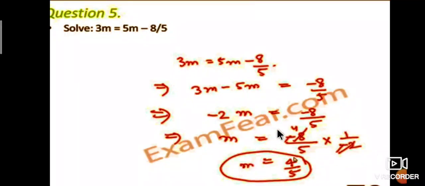The minus signs get cancelled. 2 ones are 2, 2 fours are 8, so 2 cancels with 8 to give 4. Therefore, m is equal to 4 by 5. This is the solution of this linear equation.